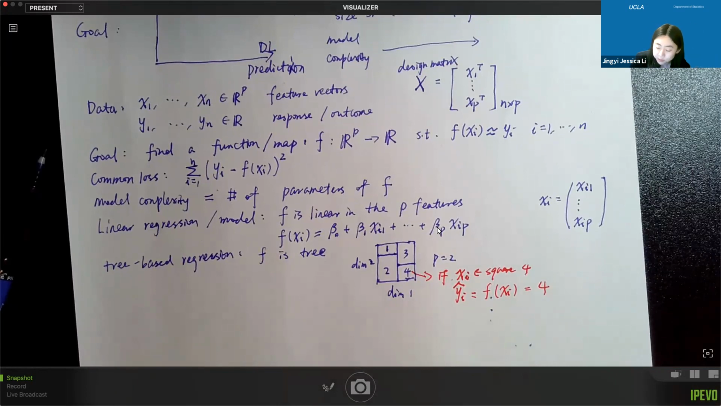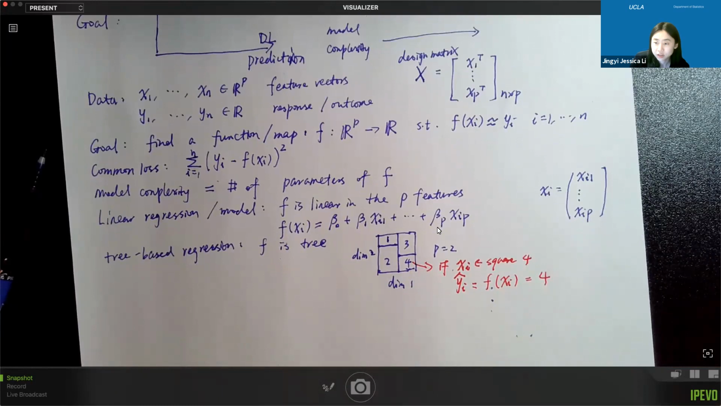And of course, sometimes people can go to do the division again and again. So you can make the tree that becomes very complicated. This is what we call tree-based regression. And of course, if you have multiple trees and you want to ensemble the trees, then you will have random forest. So the tree-based regression and random forest, they are not linear functions. And neural network is more complicated.